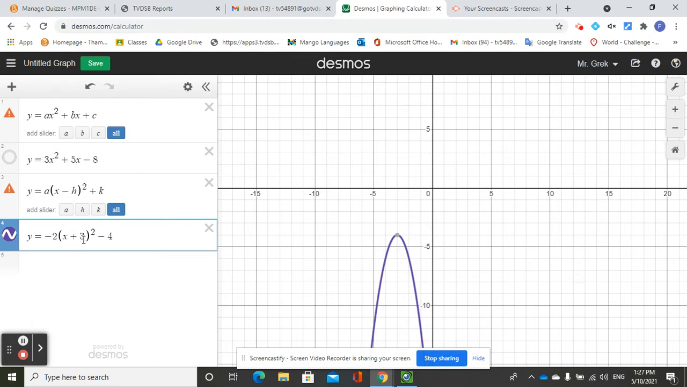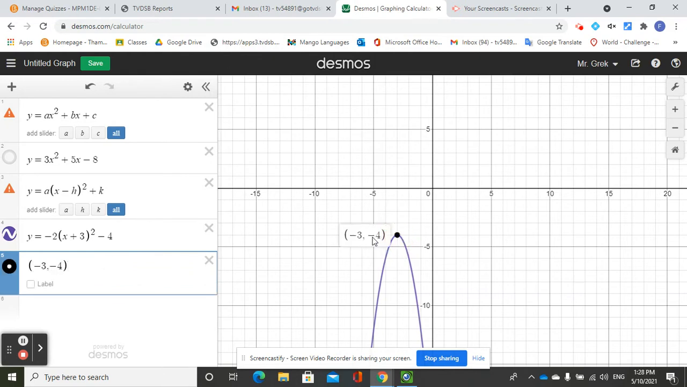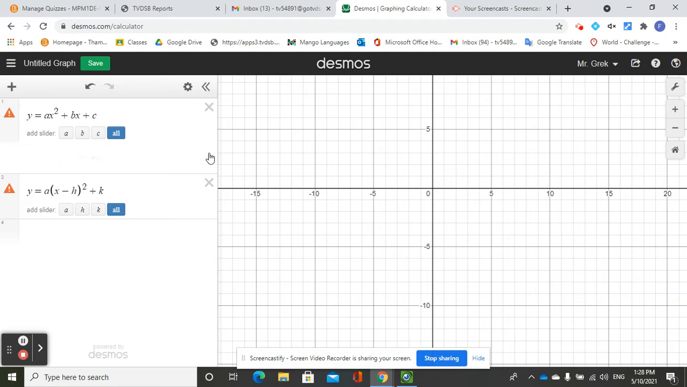Vertex form is called that because we're able to read off the vertex. So the vertex is (h, k). Remember to flip the sign of the number in the bracket. So my vertex is going to be (-3, -4). So h is the x coordinate and k is the y coordinate of my vertex. So those are the two forms of quadratic equations that we've discussed so far.